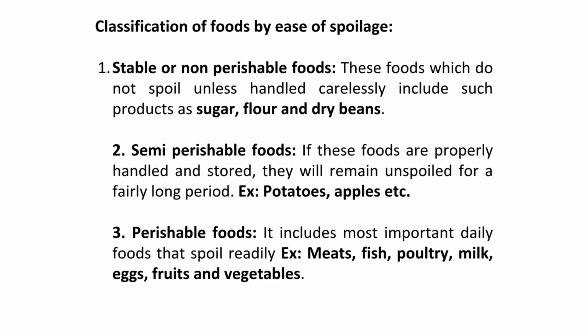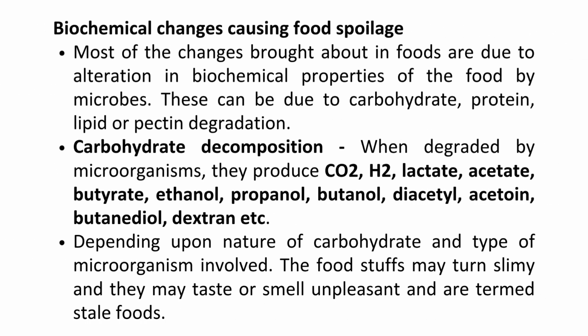First, stable or non-perishable foods. These do not spoil unless handled carelessly and include products like sugar, flour, and dry beans. Second, semi-perishable foods. If properly handled and stored, these will remain unspoiled for a fairly long period. Examples include potatoes and apples. Third, perishable foods. This category includes most important daily foods that spoil readily, such as meats, fish, poultry, milk, eggs, fruits, and vegetables. Now let's examine the biochemical changes causing food spoilage.